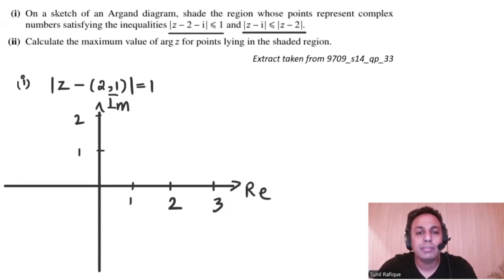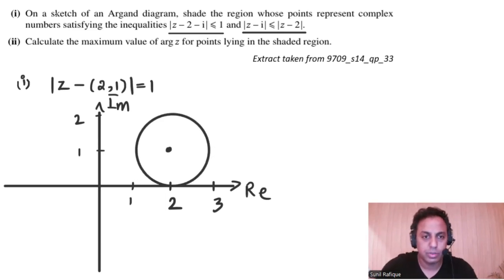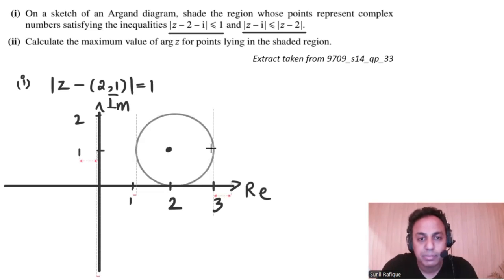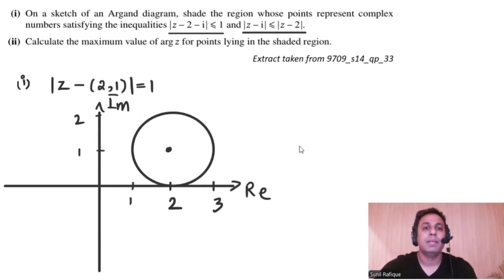Okay, 2, 1 is the center of the circle. This is the center of the circle. So it should look something like this, right? Okay, let me make it a bit bigger. So remember, you need to take your compass in the exam. The reason I'm trying is because its radius is 1, and this is how it should look. Okay, this circle. So 2, 1 is the center of the circle, and the radius is 1.